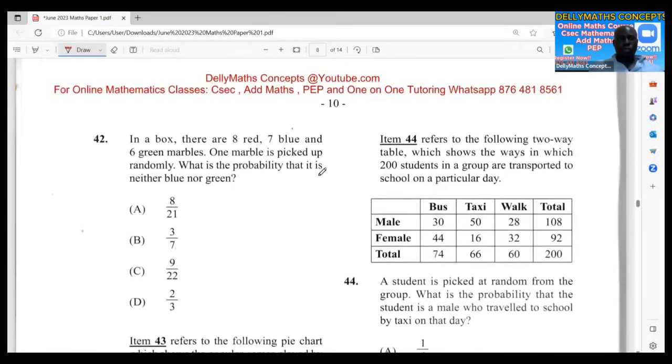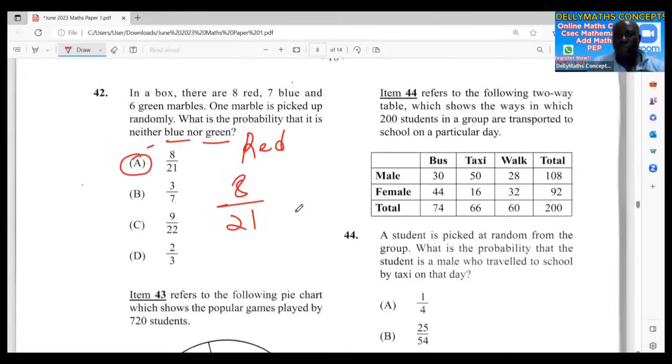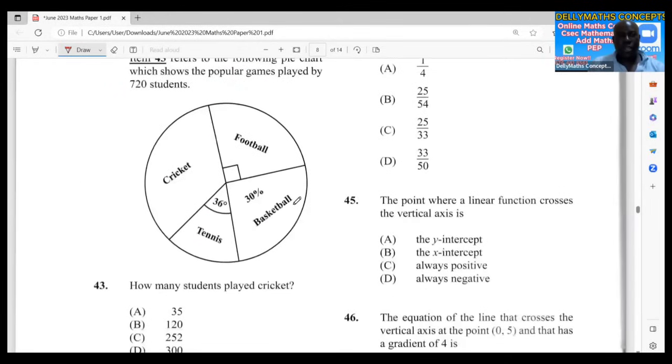Let's go for 42. In a box, we have 8 red, 7 blue, and 6 green marbles. 1 marble is picked randomly. What is the probability that it is neither blue nor green? If it is neither blue nor green, we're going to be picking red. How many reds? 8. Out of how many? 8 plus 7 plus 6, that's 21. So the total was 21, and we're talking about picking a red. So that's 8 reds out of a total of 21 things. 43.